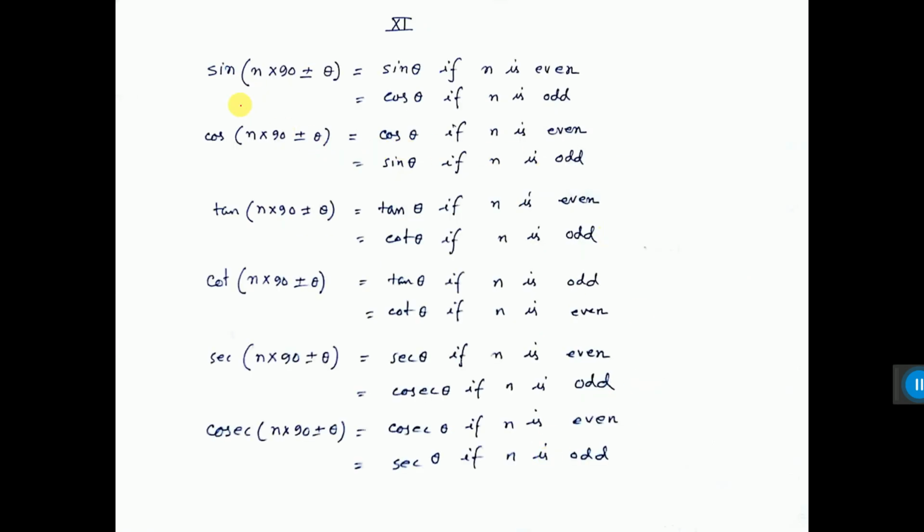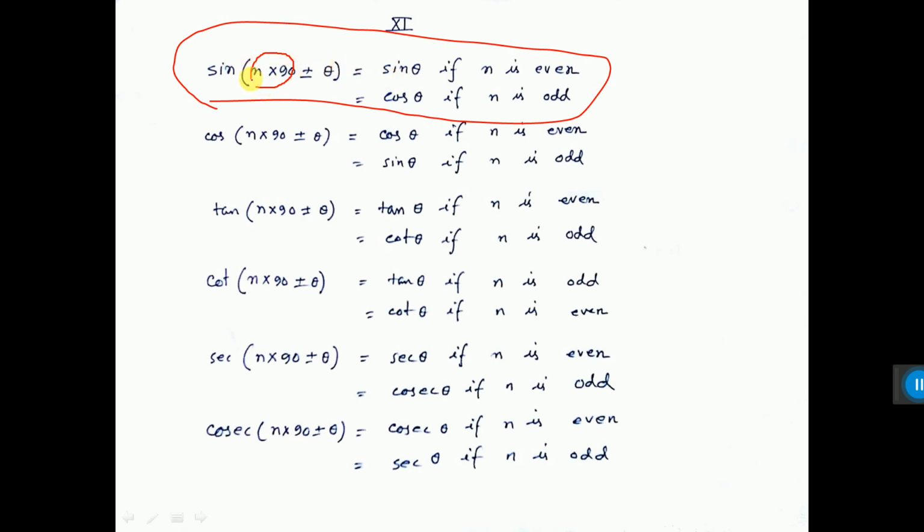Okay, next formula you see: sin of n into 90 plus or minus theta equals sin theta if n is even, equals cos theta if n is odd. Only this one formula you memorize. Any big angle will be divided in this way, 1 into 90 plus or minus something, or 2 into 90 plus or minus something. Any big angle you express in this way. Then depending upon whether n is even or odd, we can write only theta. Everything else will be cancelled. It will be only sin theta or only cos theta, depending upon whether n is even or odd.